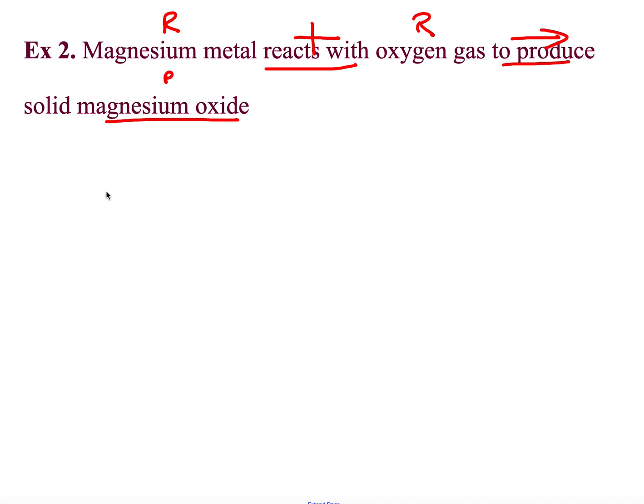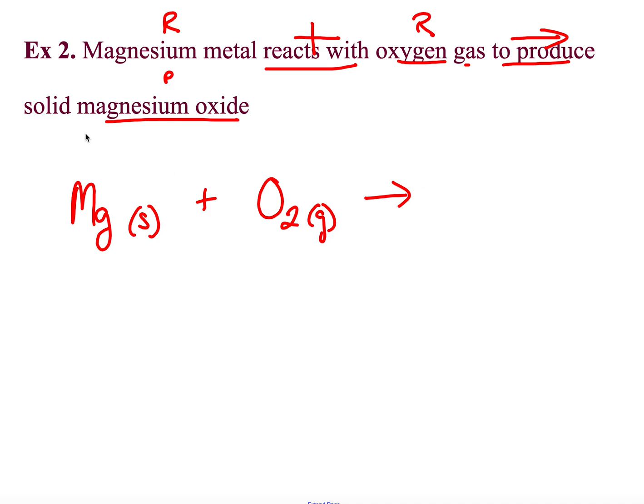So we got magnesium metal. So I write magnesium and it's metal, so it's solid. I ask myself, is it diatomic? The answer is no, so it's just Mg. Reacts with oxygen. It's a gas, so I put a little G here. But then I ask myself, it's just one element, but is it diatomic? And the answer is yes. Oxygen is diatomic. Can't forget to put that O, or the 2, rather. It produces solid magnesium oxide. So we're going to put magnesium, and then we have to write oxide, which is just O.